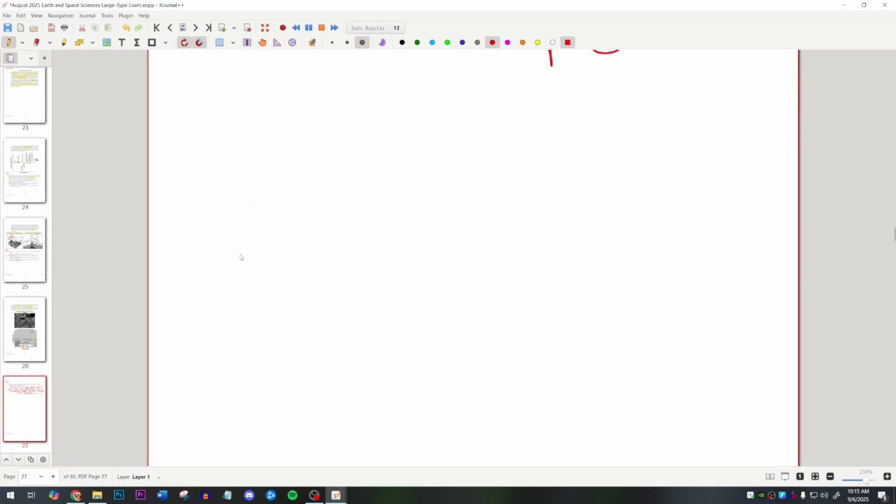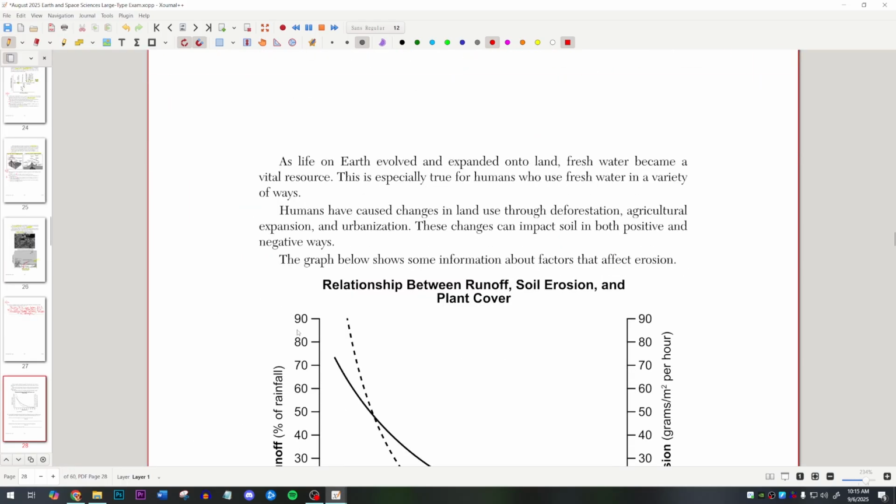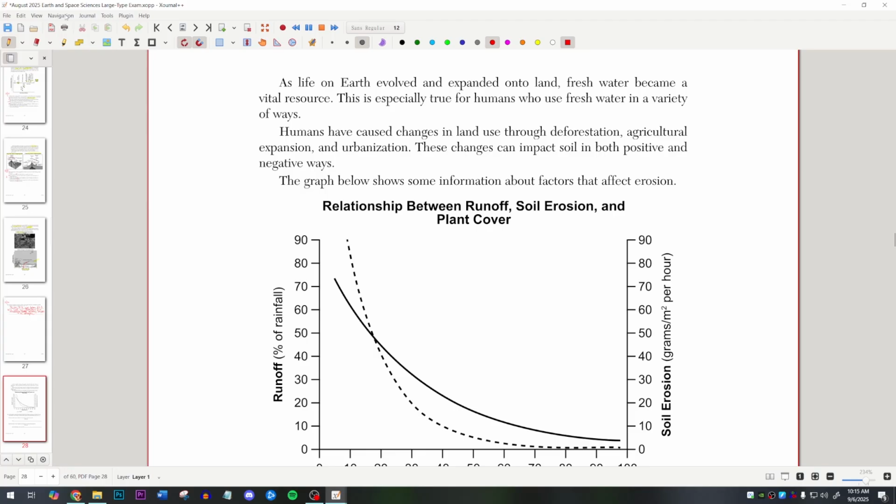5 out of 10. Not terrible, but middle of the road. Say we haven't had that many easy ones recently.